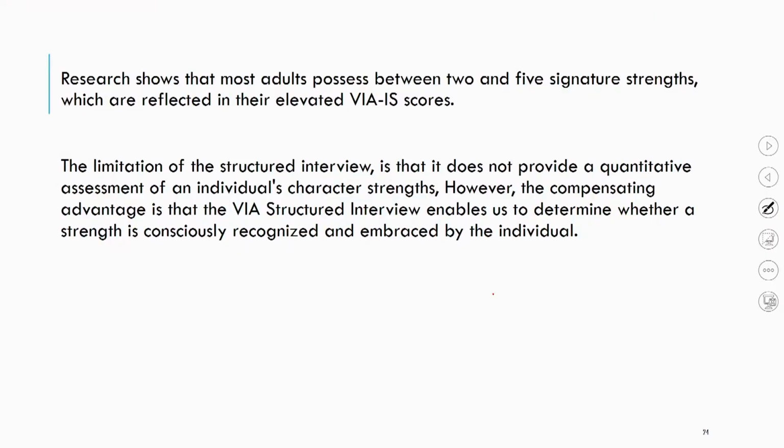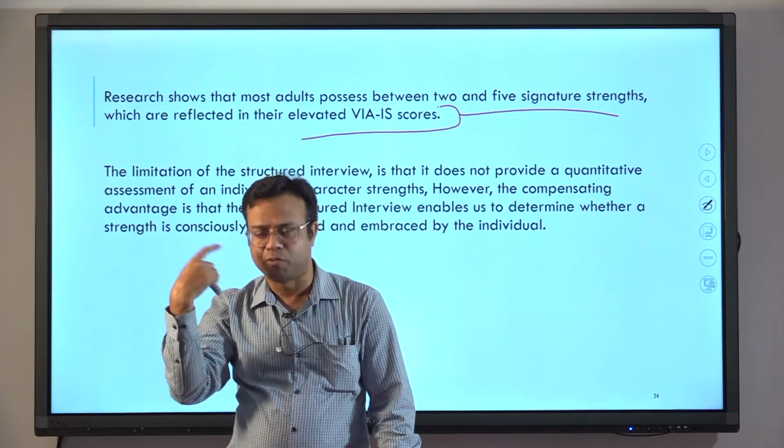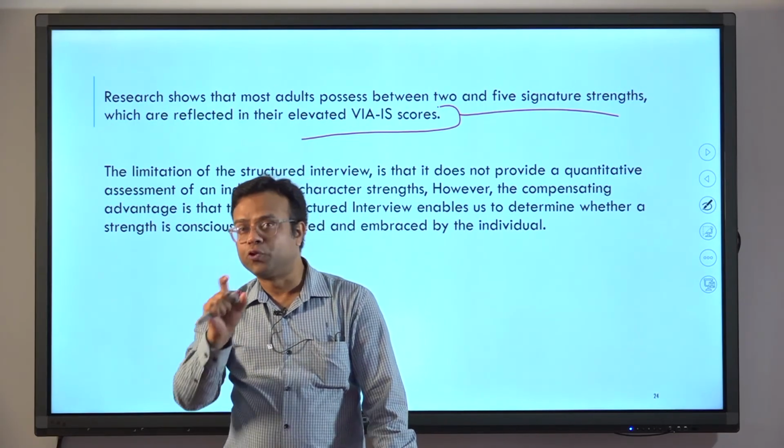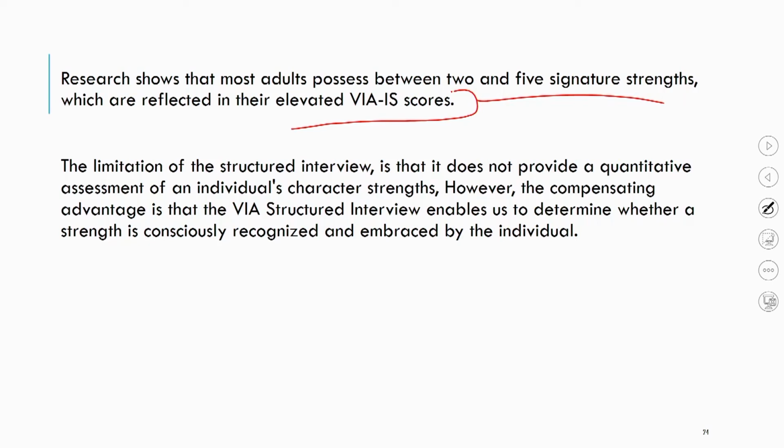Research shows that most adults possess about 2 to 5 signature strengths, which are reflected in the questionnaire measure also. So the interview also shows 2 to 5 core strengths that most people have, which are called signature strengths. However, the structured interview has a limitation in the sense that you cannot get a score out of it because it is done very subjectively. It does not provide any quantitative assessment of the individual strengths.